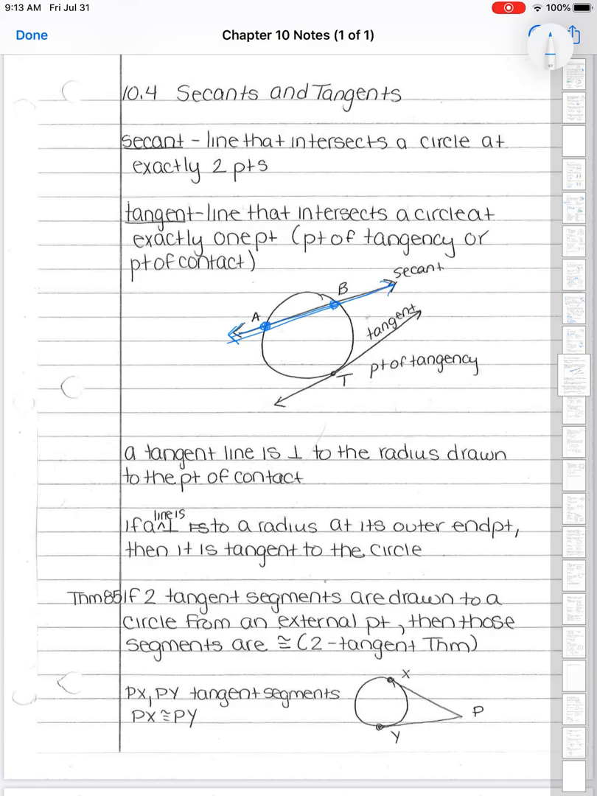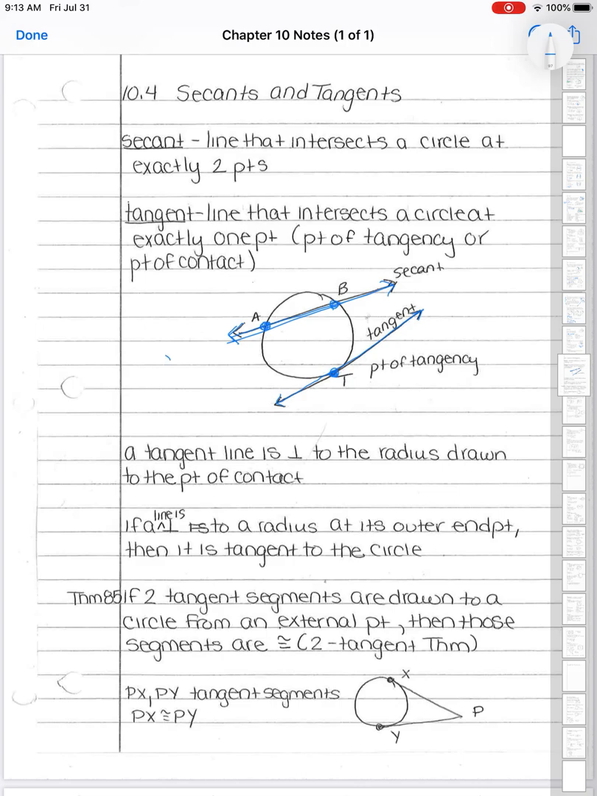Whereas a tangent is a line that intersects a circle at exactly 1 point. So it's just grazing the circle, and it's intersecting at 1 point, and that 1 point is considered to be the point of tangency. So a tangent line is perpendicular to the radius drawn to the point of contact. If a line is perpendicular to a radius at its outermost point, then it's tangent to that circle.